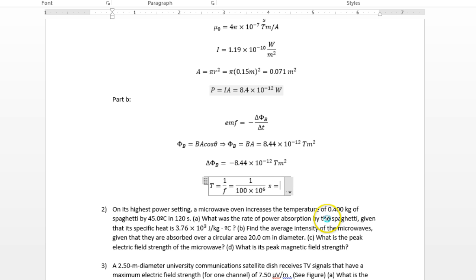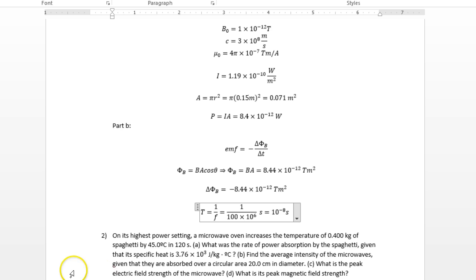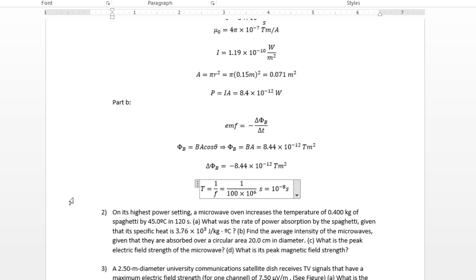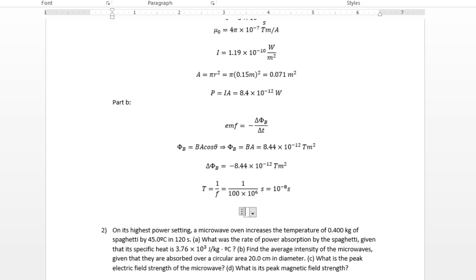So 10 to the minus 8 seconds is one period. What we need is a quarter of a cycle, right? And so that's just 0.25 delta T. Delta T is just 0.25 times 10 to the minus 8th seconds.